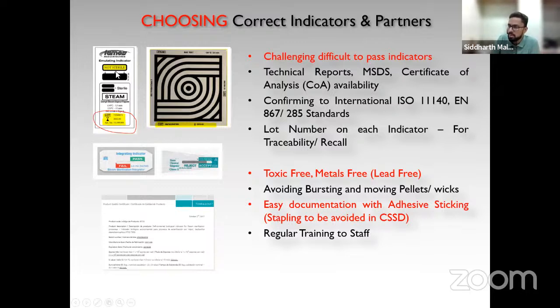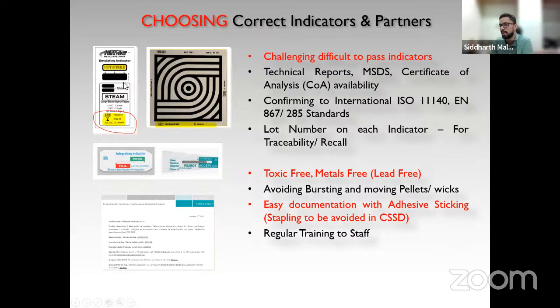So ideally try to use the indicators which are very challenging, not easy to pass. If you put a lighter below the indicator and if it passes, that's a wrong thing, because we are talking about moist heat, not just dry heat. So the easiest way to try is put a lighter at the backside and see whether the indicator is passing or not. If it passes easily via dry heat, it is not the right indicator for us to use, because we have to depend on moist heat, not dry heat.